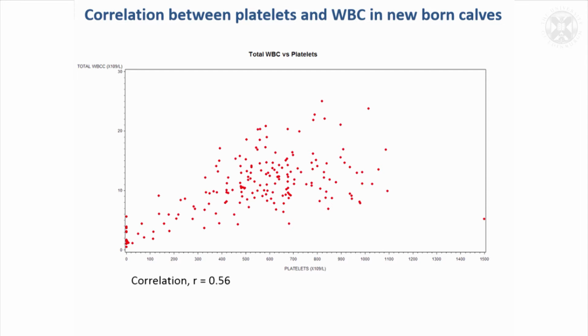This is some data from that trial of newborn calves, which had various measurements taken, and this is two of them. We've got white blood cell count on the y-axis and platelets on the x-axis, and these are plots of the values. You can probably see they look as if there's a positive slope, which is an indication they're associated, and the correlation coefficient, sure enough, is definitely positive.